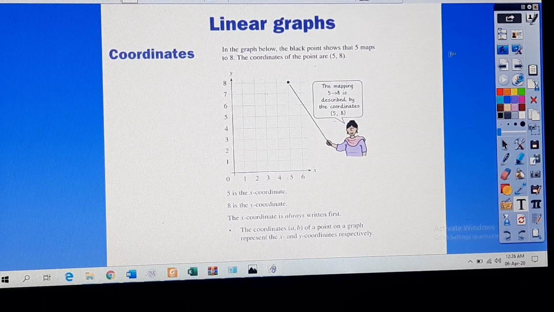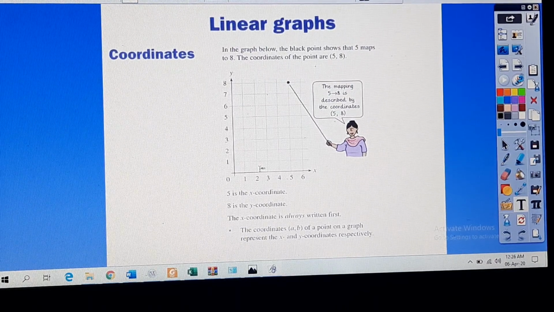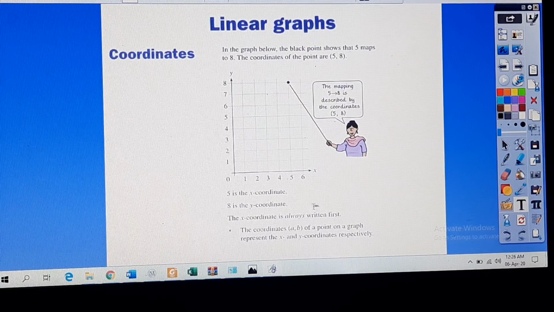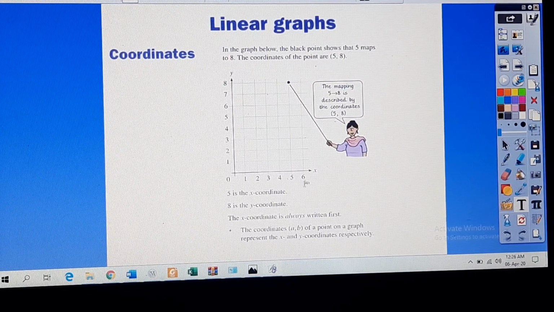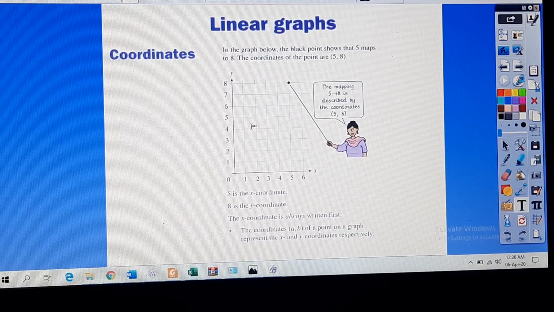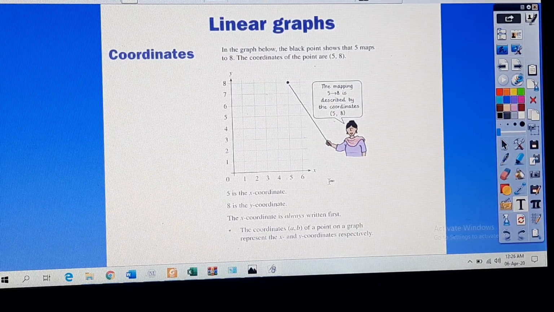So, as we said, we have two number lines, or two axes. The horizontal one is the x-axis and the vertical one is the y-axis. If we take a point, in this case the point (5, 8), it means the x-coordinate is 5 and the y-coordinate is 8. The x-coordinate is always written first, and the coordinates (a, b) of a point on a graph represent the x and y coordinates respectively.